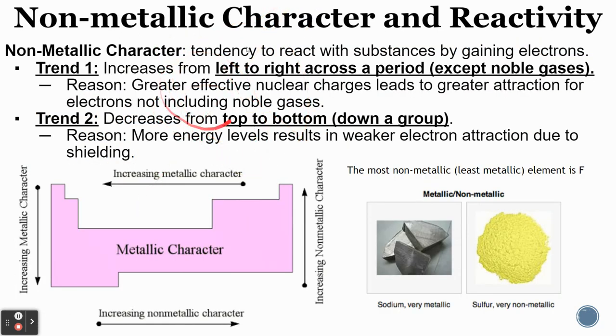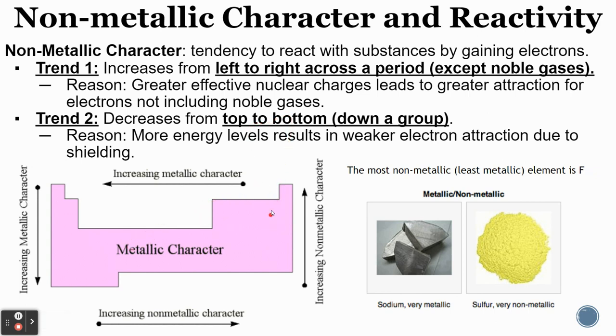And then the same idea of non-metallic character exists as well. For non-metallic character and reactivity, rather than the ability to give away electrons, it's the ability to react by gaining electrons, because non-metals usually gain those electrons. And so the trend is sort of the opposite of what you would see for the metallic character. Non-metallic character increases towards the right side, whereas metallic character increases towards the left side. And also non-metallic character increases towards the top because again, similar ideas.